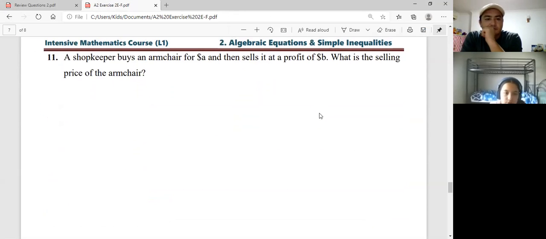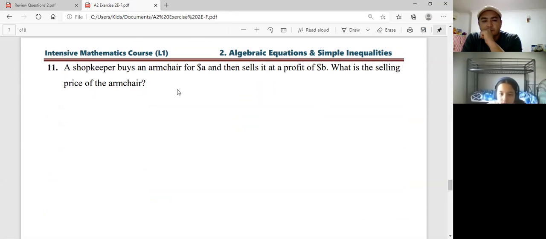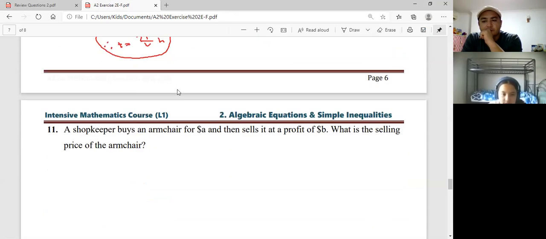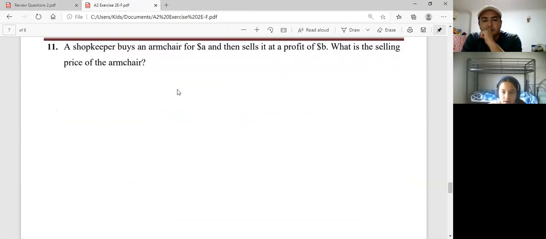A shopkeeper buys an armchair for $8 and then sells it at a profit of $B. What is the selling price of the armchair?